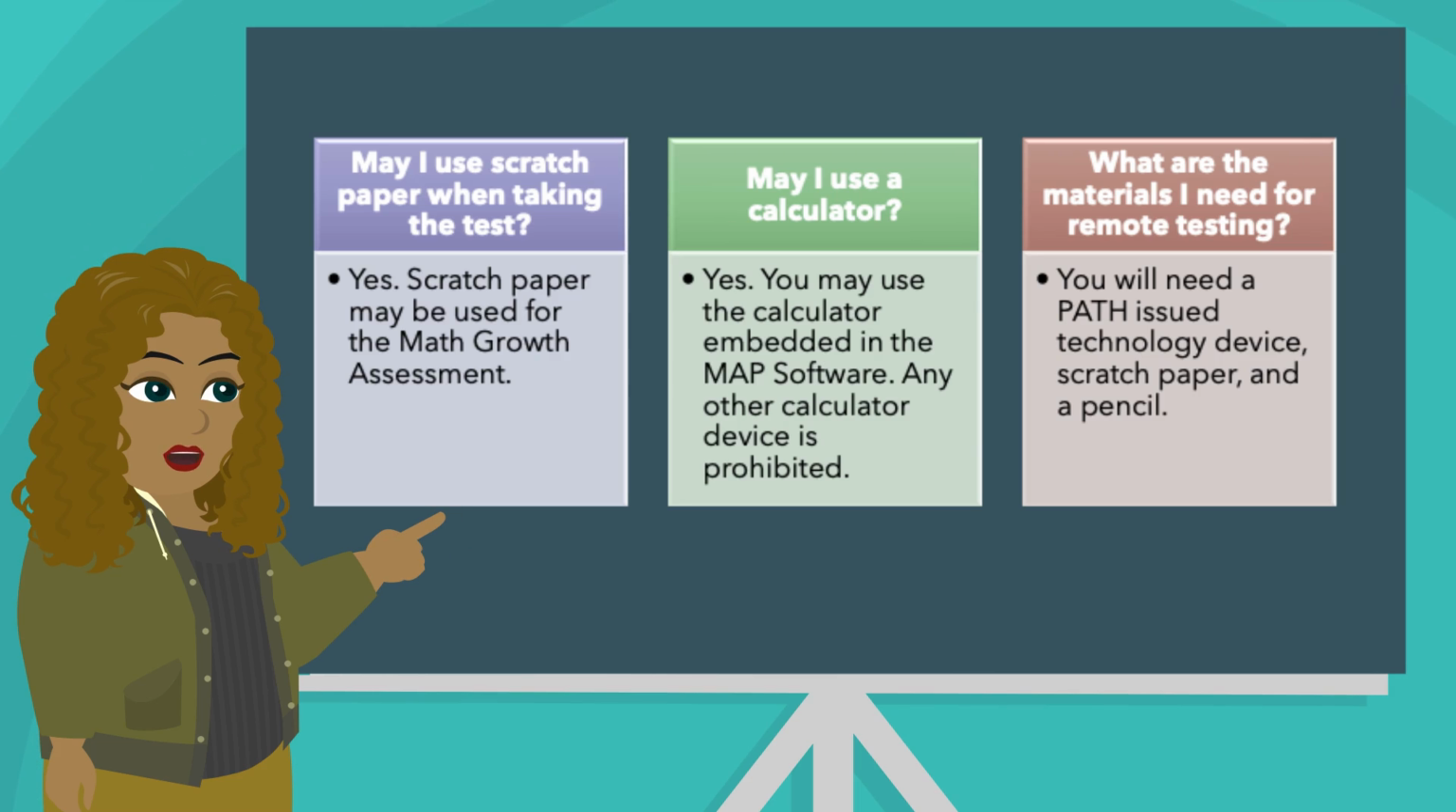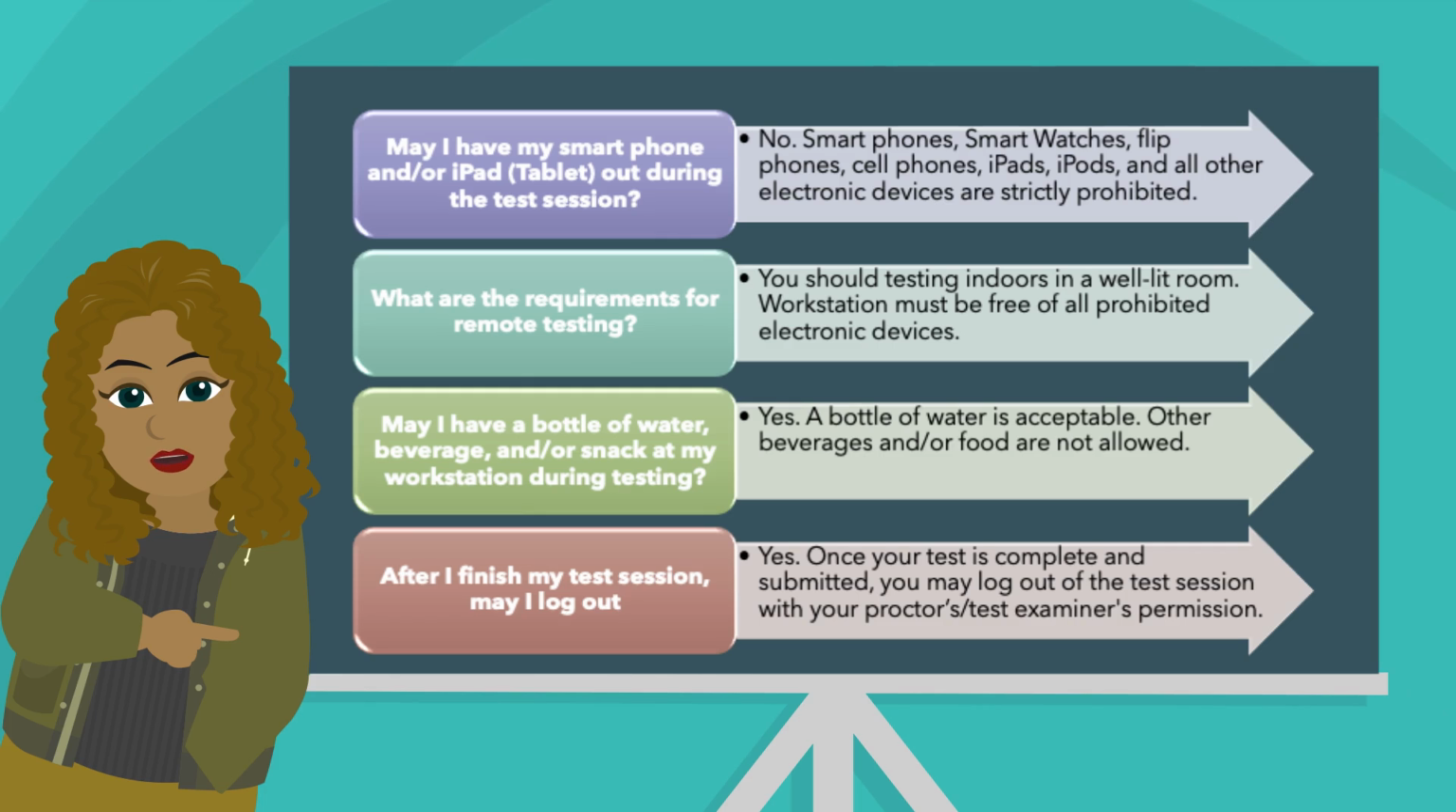What materials do I need for remote testing? You need a Path-issued Chromebook, scratch paper, and a pencil. You may not have out any other electronic device while you are testing. If your test examiner sees an electronic device, your test may be invalidated. You should make sure that you are testing inside and that it is in a well-lit room. You are allowed to have a bottle of water, but other beverages or food are not allowed.